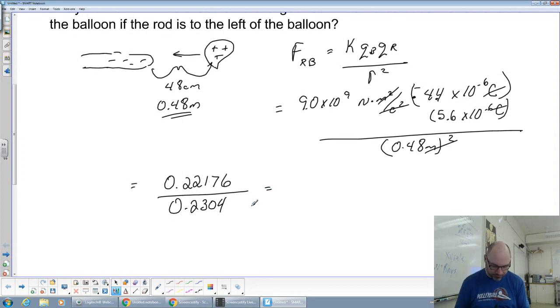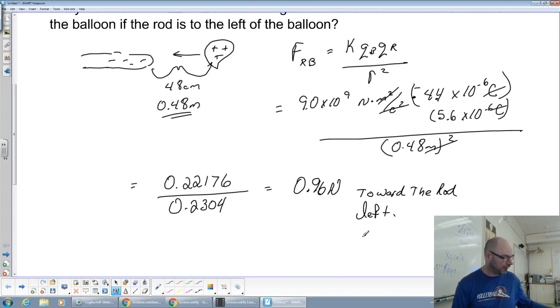So what do we get here? 0.22176 divided by 0.2304. So we get 0.9625. To two significant figures, 0.96 newtons. Okay, and this is going to be towards the rod, which in our case is left, because it's attraction, because of the negative and positive charges attracting each other. If they were the same charge, it would be the opposite direction because it's going to have a repulsion force.